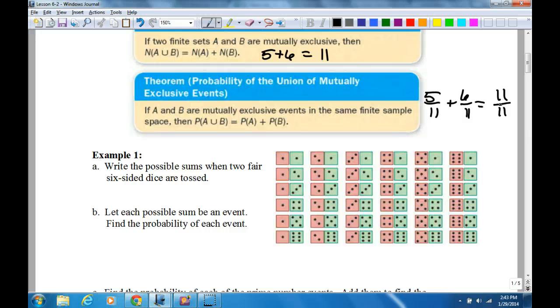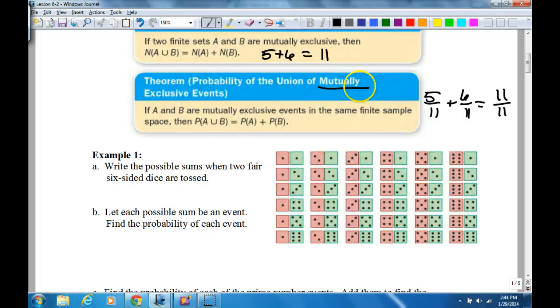Wait, so what is the probability of A union B? My probability of drawing an A, I have 5 total A, right? Over the total number of 11. But my question is, is A union B the mutually exclusive one? Yes, this is still mutually exclusive.